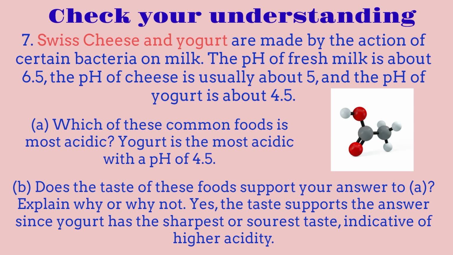And for yogurt, it's about 4.5. So the taste does support the answer to question A. Since yogurt has a pH value of 4.5, the taste does support the answer because yogurt has the sharpest or sourest taste, and that indicates that it has a higher acidity. If you were to taste some types of yogurt, you could taste that it has a really sharp sour taste, but after that it can turn sweet maybe. But in the initial taste it is sharp and sour. So this summarizes question number 7.